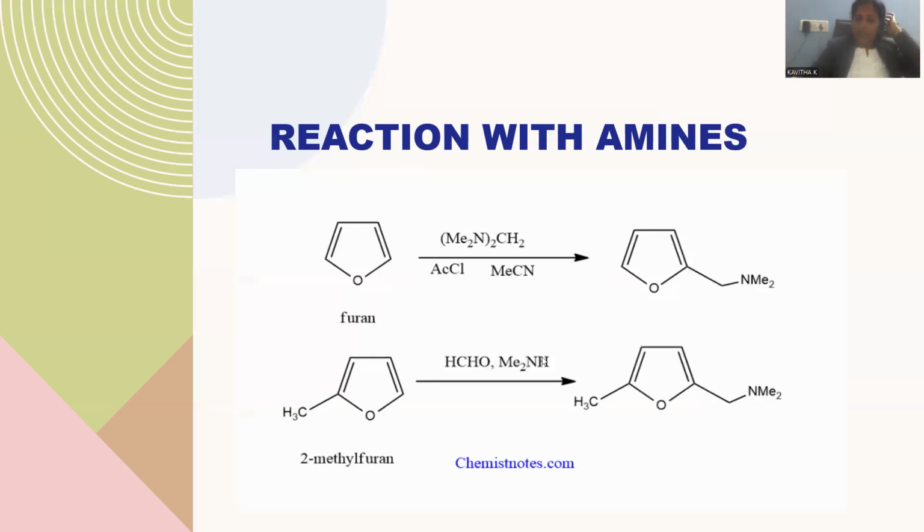Reaction with amines. Whenever I'm treating with, what is the material I'm taking? Secondary amine is the material treated over this kind of furan. Furan is treated with N,N-dimethylamine. So this kind of compound was treated, and this is the kind of alkylation we can say.